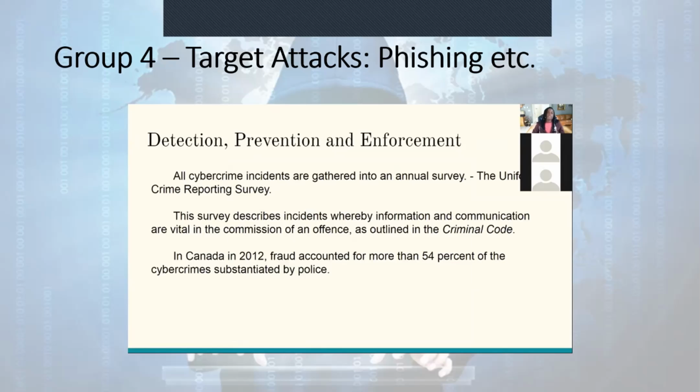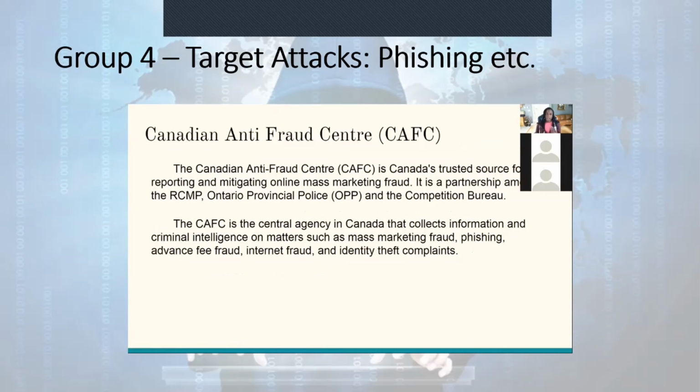Nice. Detection, prevention, and enforcement. All cybercrime incidents are gathered into an annual survey, the Uniform Crime Reporting Survey. This survey describes incidents whereby information and communication are vital in the commission of an offense as outlined in the Criminal Code. In Canada in 2012, fraud accounted for more than 54% of the cybercrimes substantiated by police. So Tyler, could you explain about the CAFC?